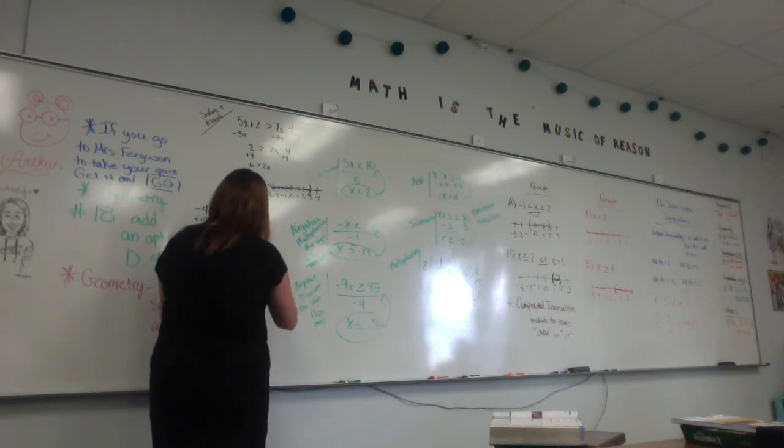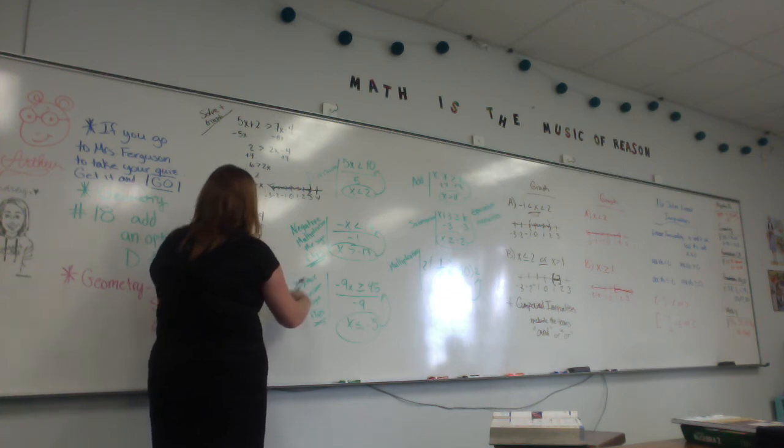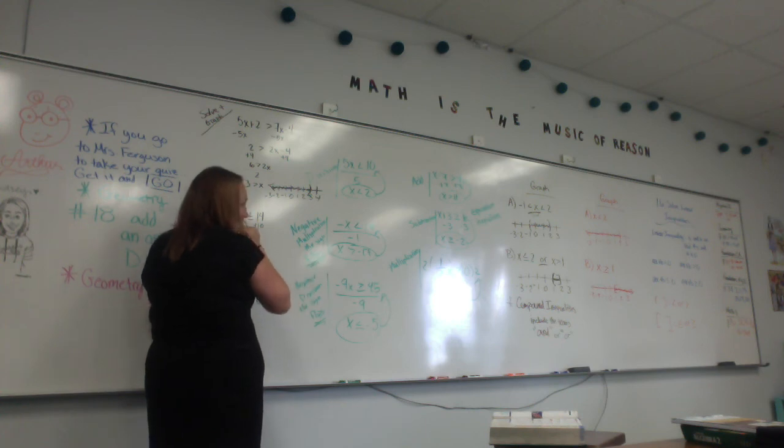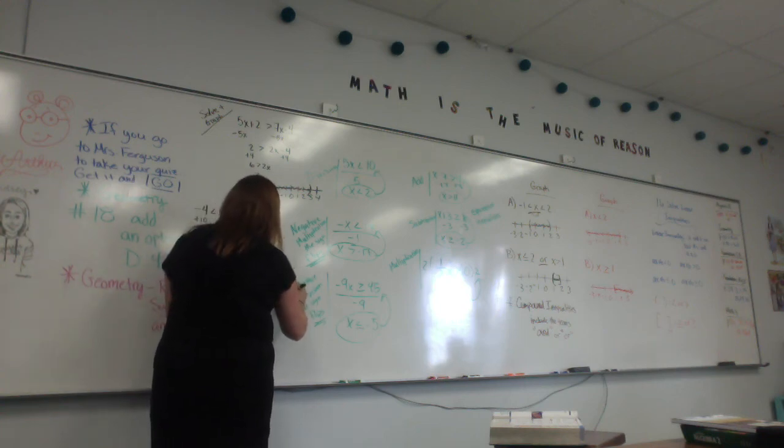Now, x is less than or equal to 4. I go to 4, bracket or parenthesis? And is it facing in or out? If I plug in a 2, is 2 less than or equal to 4? Yes. So it's going to face the 2. So everything in there is shaded.